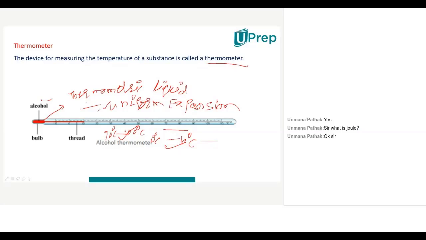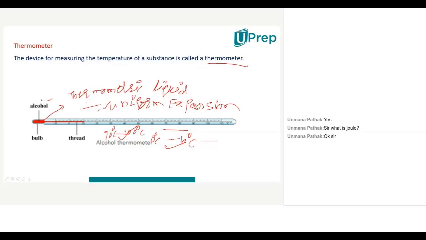Does anyone know which object will contract when you are heating it? Bhavya? Okay, I don't know, I'll try later. Okay, Priscilla, Vatsala, Arna, tell me which object will contract when you are heating? A liquid. Which liquid? Water? Very good. Water will contract when you are heating.